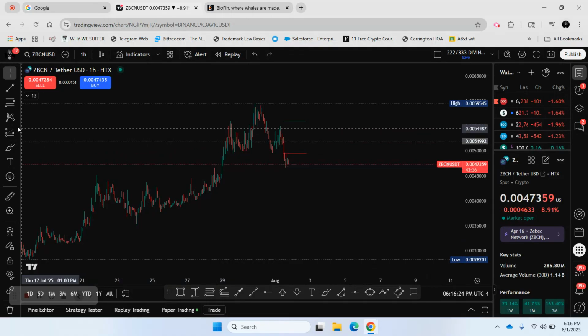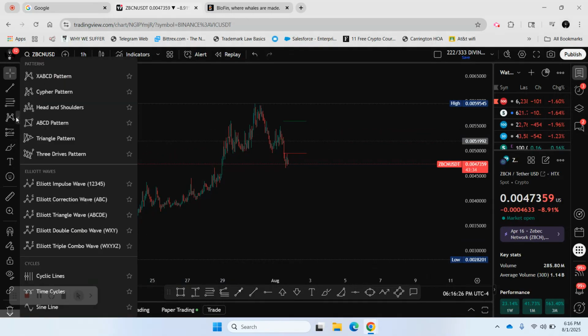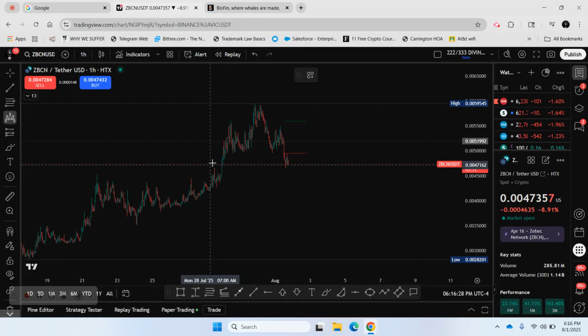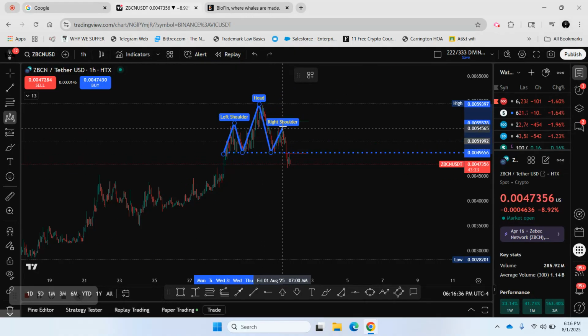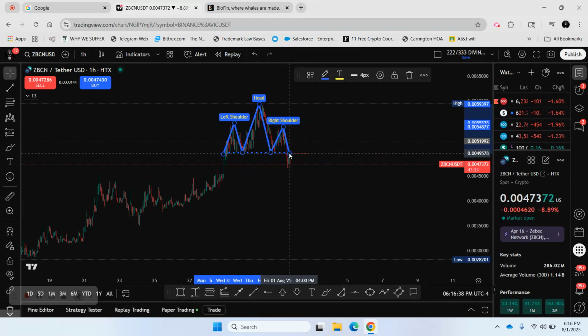Let me go ahead and draw this up for you guys so you can see. Over here we have our left shoulder, we have our head, and we have our right shoulder, and then of course we have our neckline. So price has broken this neckline, and we have our downside targets of where we can get to.